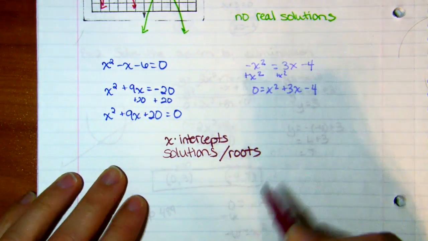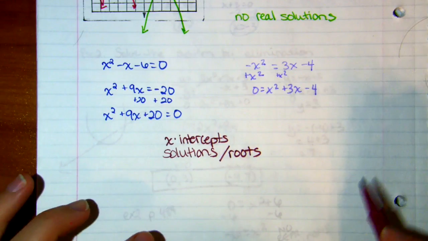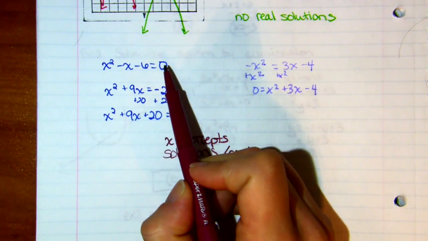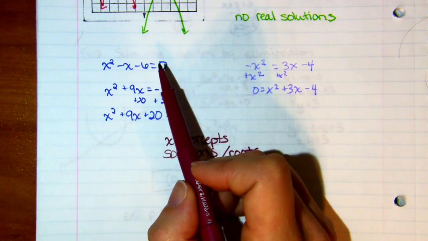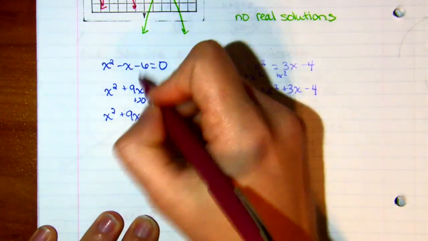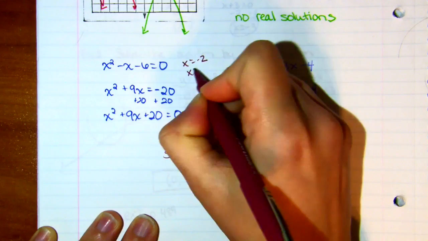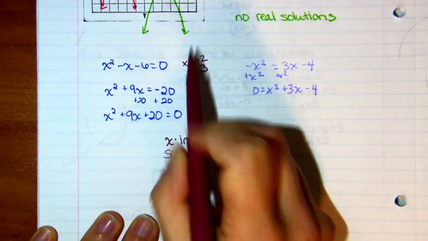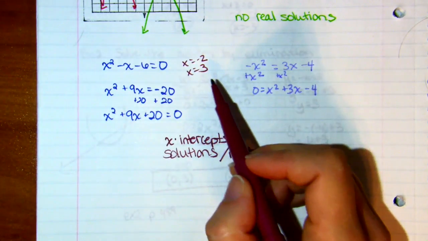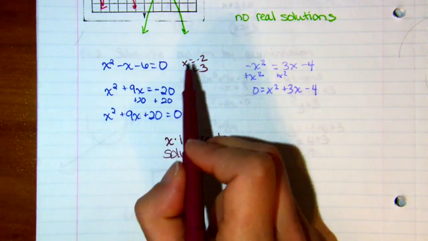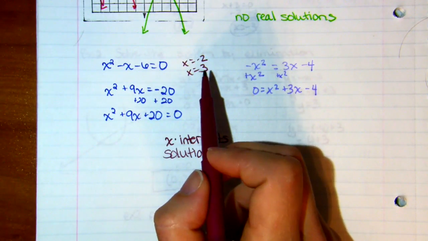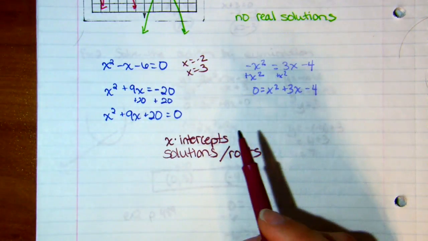Someone might say, what are the roots of the equation? If somebody asks you that, for example, this first one here, if you were to graph this, you'd see that x equals -2 and x equals 3. That's where this graph crosses the x-axis. I would say the roots of this equation are -2 and 3. That's one way that you could say that.